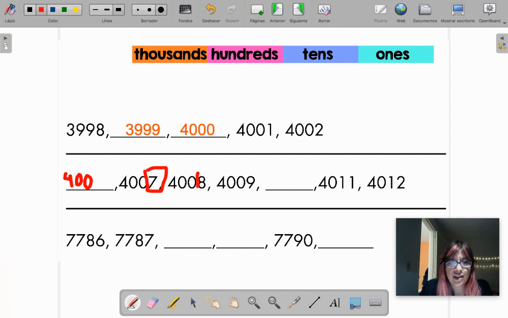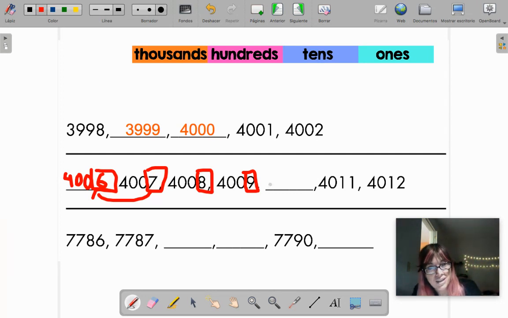7, 8, 9. So that means that here, if I go back and this was 7, then this should be 6. Do you see? Now I am getting it. This is 4,006, 4,007, 4,008, 4,009. And now comes the tricky part.